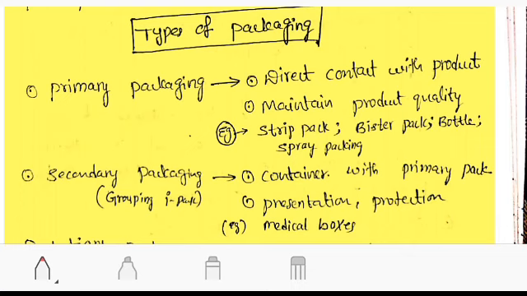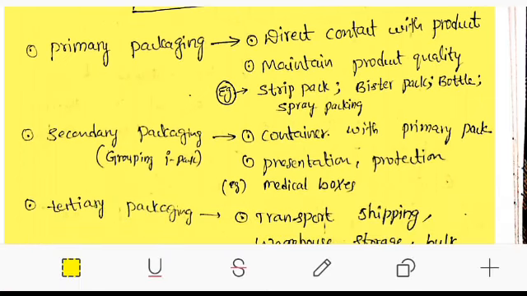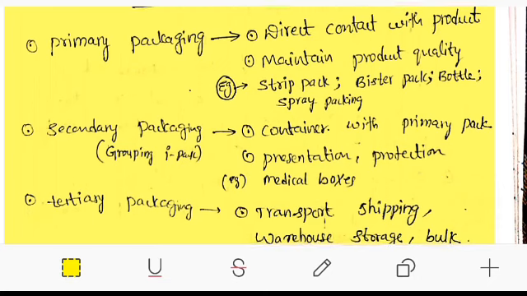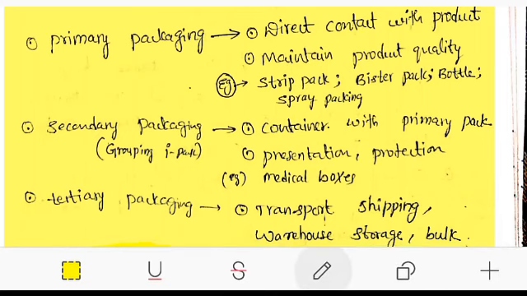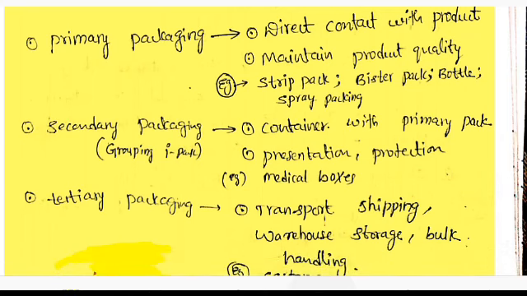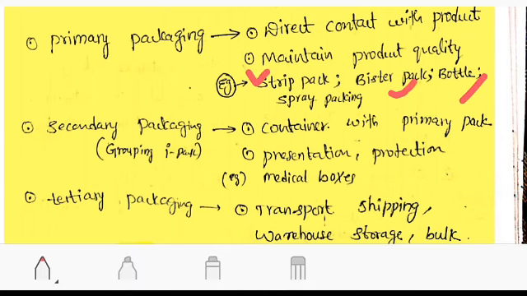Packaging is divided majorly into primary packaging, secondary packaging and tertiary packaging. In primary packaging, there is direct contact with the product. It may be glass containers or plastic containers which directly contact the drug, and these are said to be primary packaging. Examples are strip packing, blister packing, bottles, spray packing.